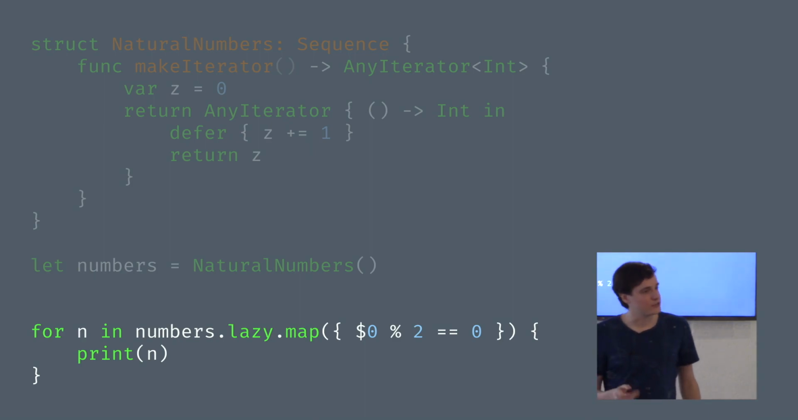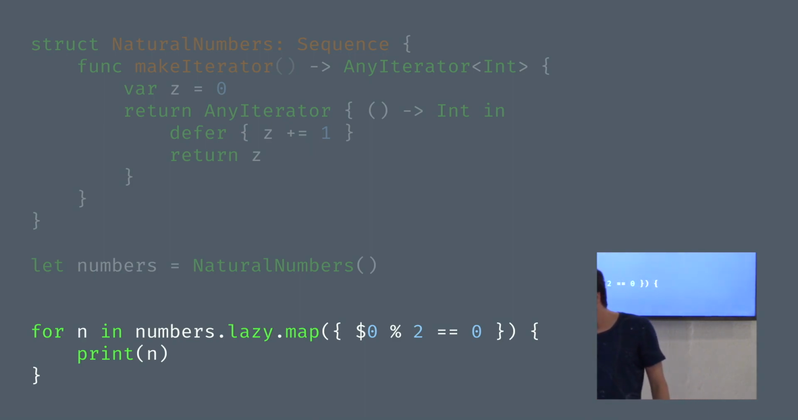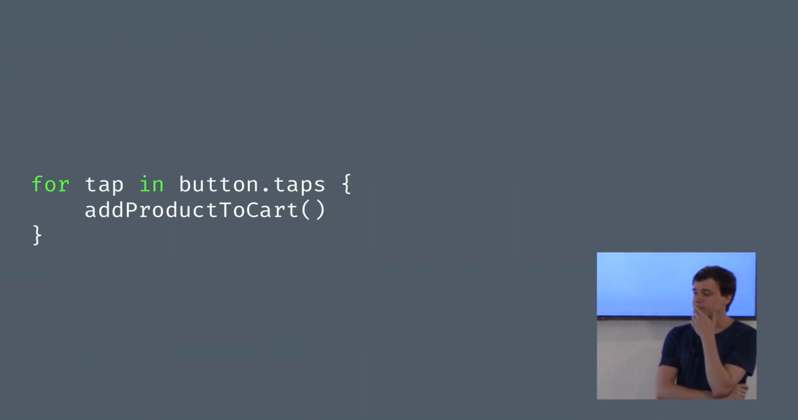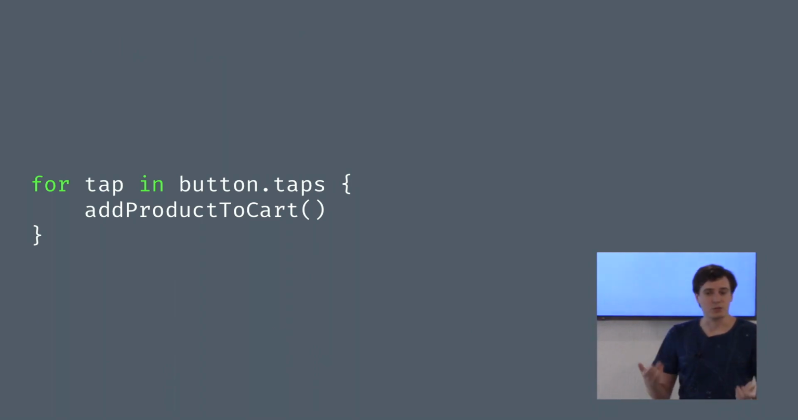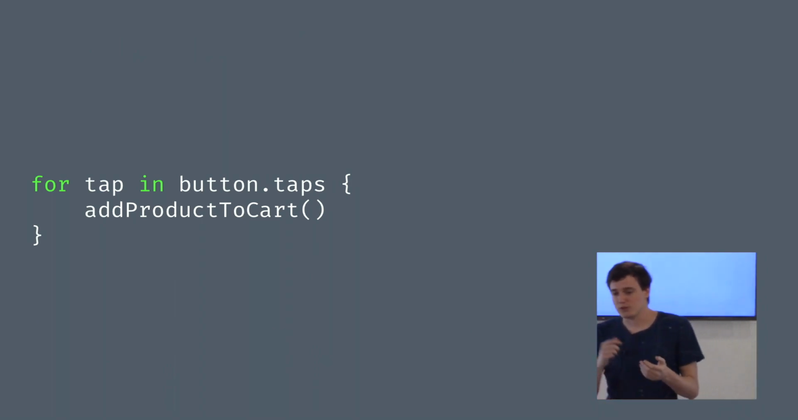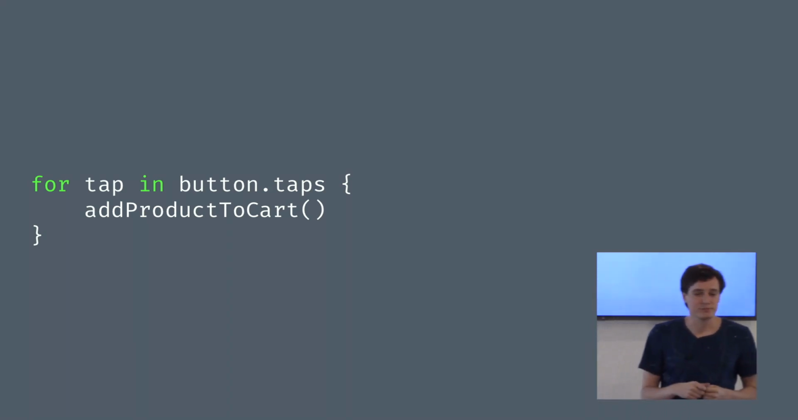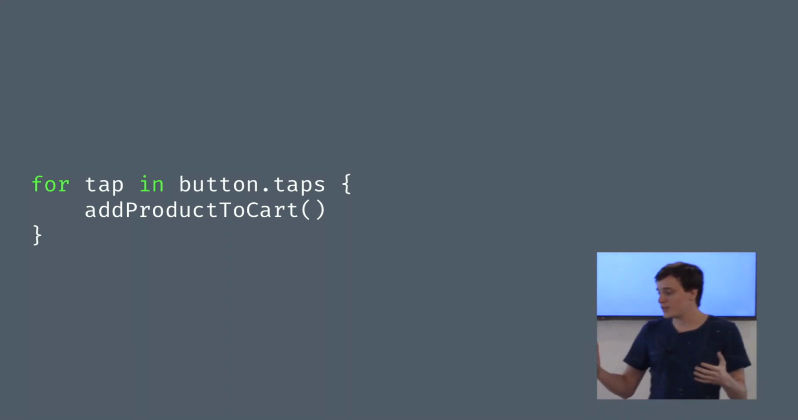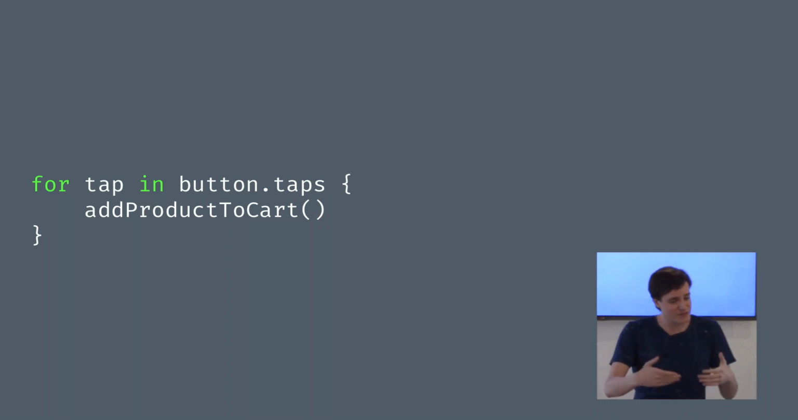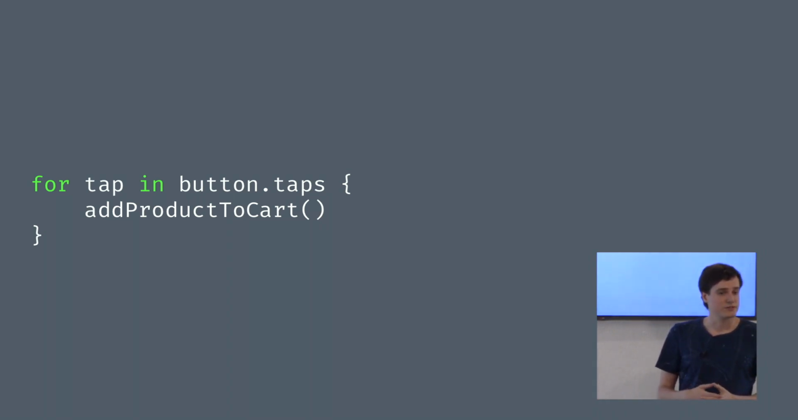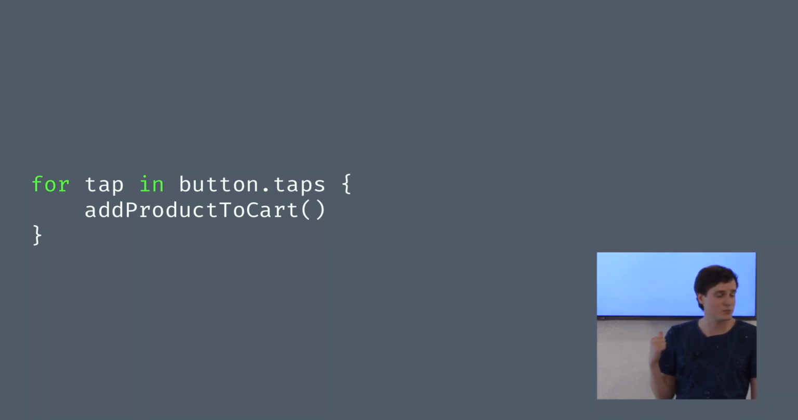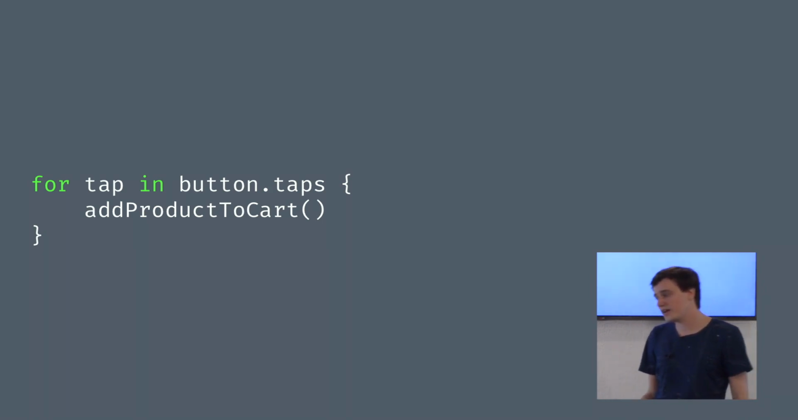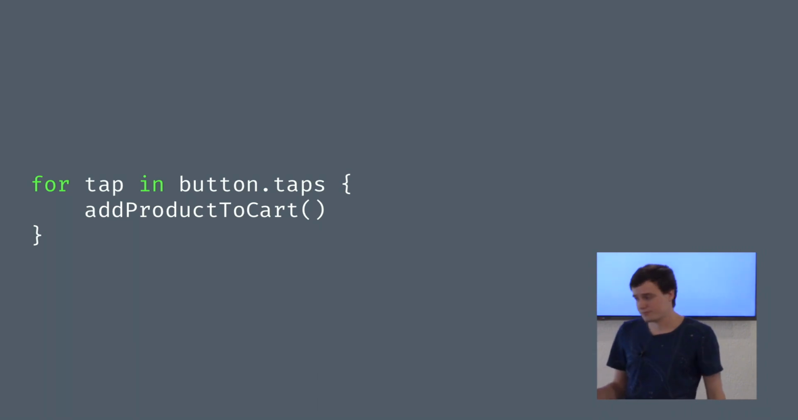But what about the asynchronous case? So this is all synchronous, right? But what if I want to do something like this, which makes no sense, but for tap in buttonTaps, add the product to the cart. So I have a button on a detail view of the product where I can add it to the cart. And then whenever the button is tapped, for every tap, I want to add it to the cart. So this makes sense. If we speak this out loud, it makes sense, but somehow it's not as easy as this. Well, RxSwift will get close.